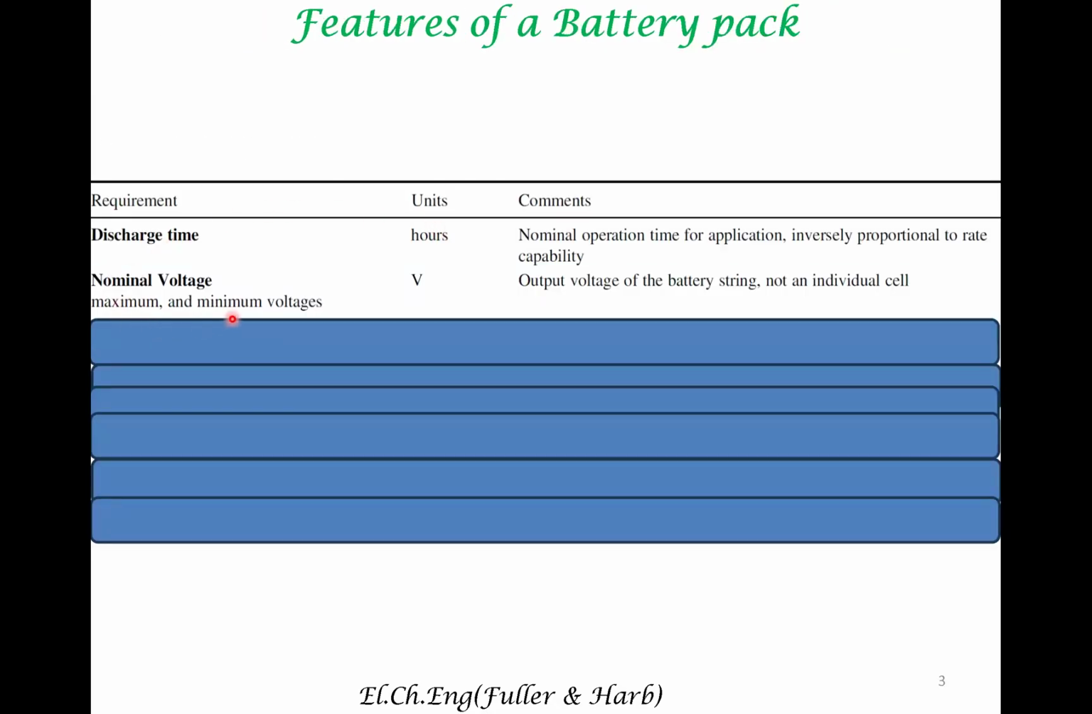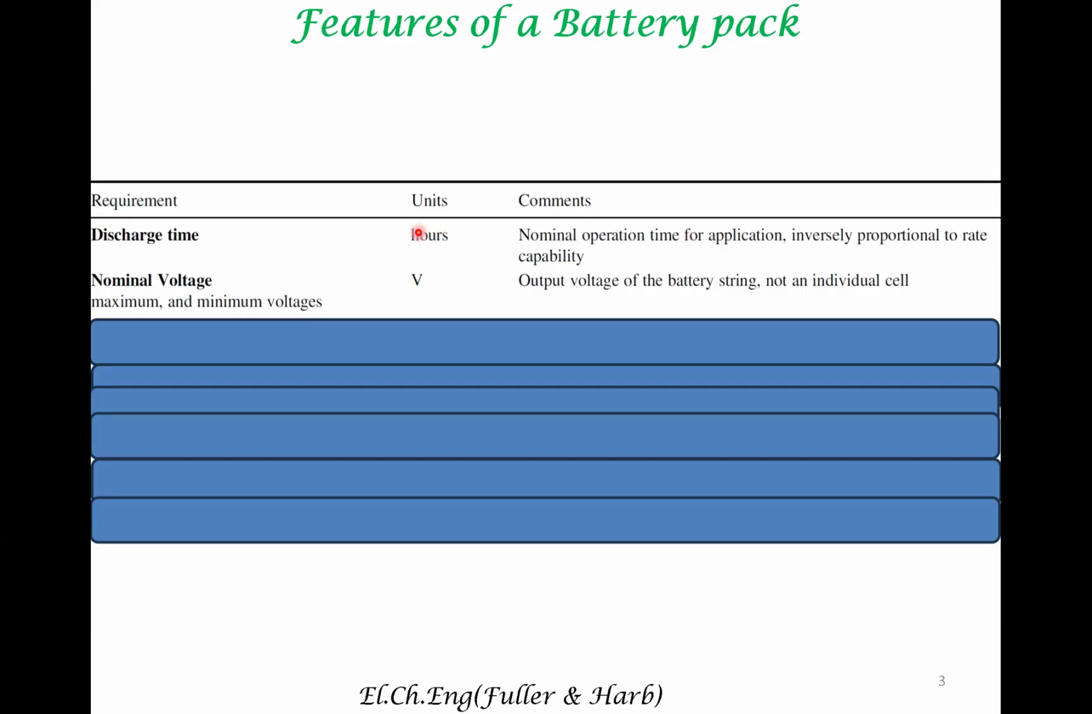The nominal voltage of a battery is the output voltage that you can get from a collection of individual cells. The battery chemistry would determine the voltage that you can get from an individual cell. For example, if you have a lead acid battery, from each cell you may get 2 volts. If you have a lithium ion battery, you may get 3.5 volts.